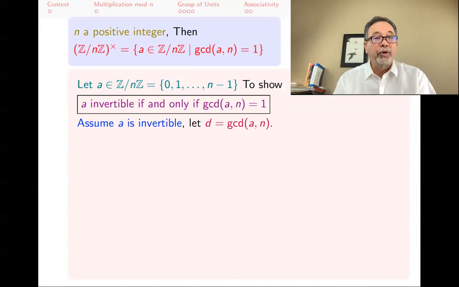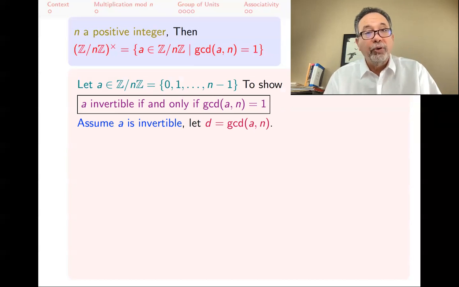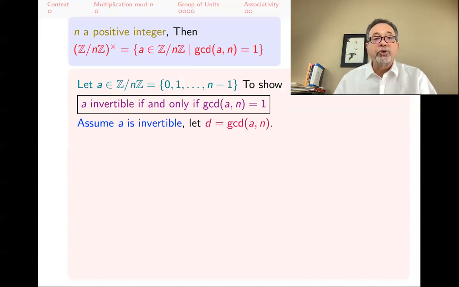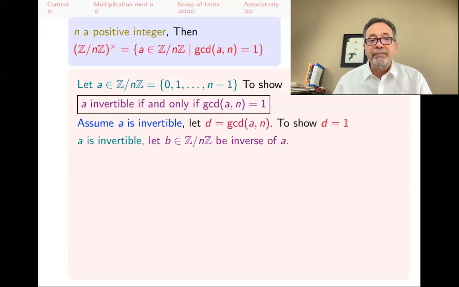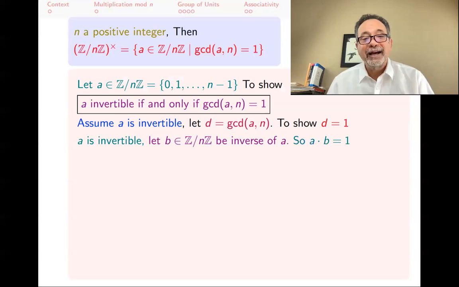Assume A is invertible. What do I want to prove? I want to prove that the greatest common divisor is 1, but I don't know a priori that it is or not. I'm going to call it D. So let D be the greatest common divisor of A and N. I want to show that D is 1. Now, A is invertible, and so it has an inverse, some element B of Z mod nZ, that's the inverse of A. That means A dot B is 1.